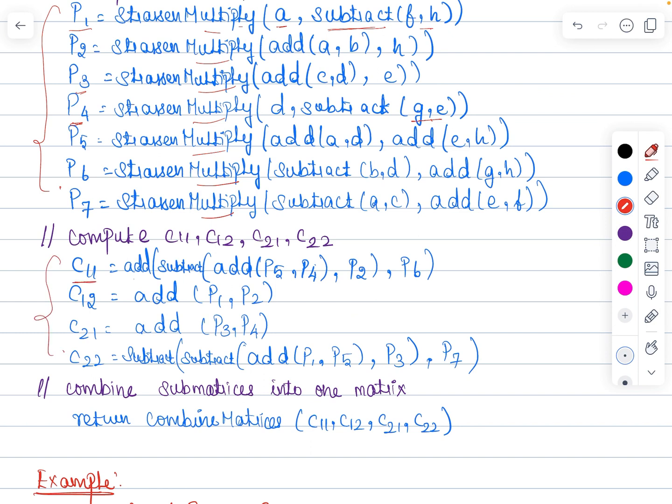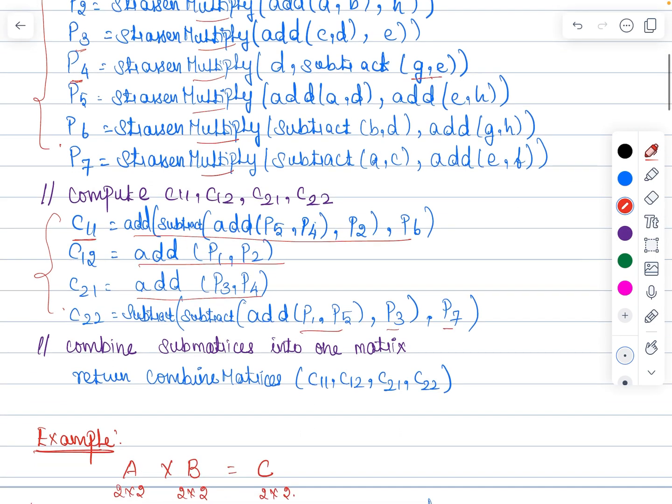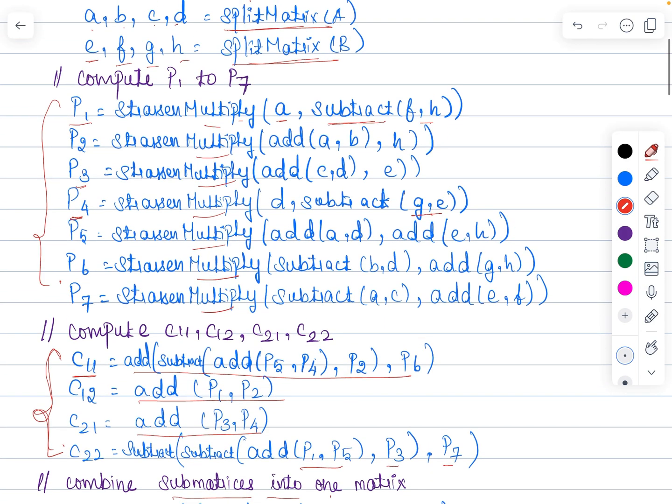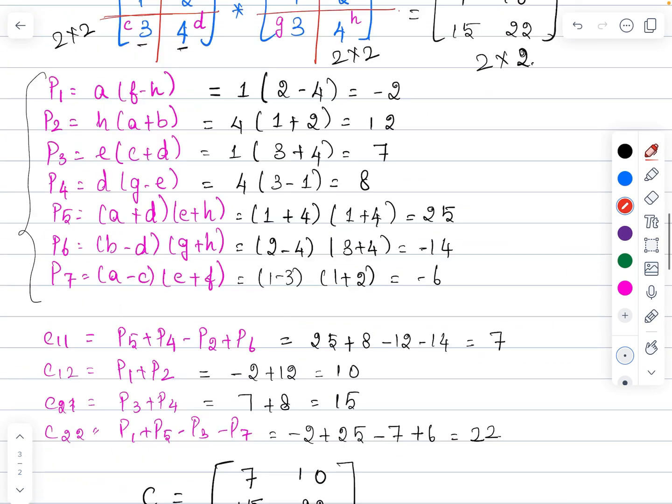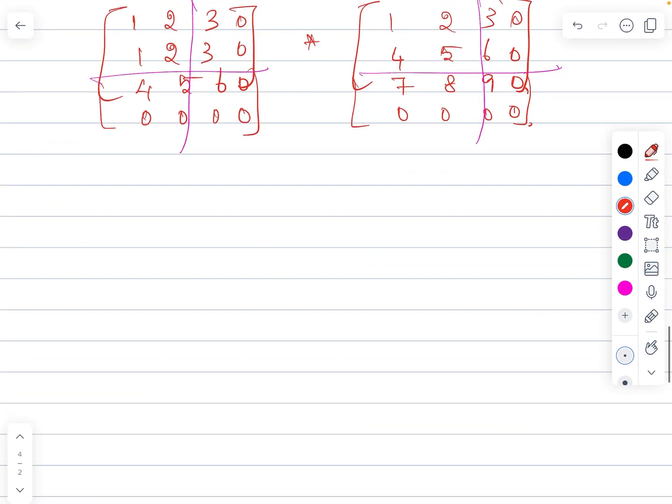For C11, this is the formula. C12 formula is P1 plus P2. C21 formula is P3 plus P4, and C22 formula is P1 plus P5 minus P3 minus P7. Finally, after getting all, combine the submatrices into one matrix. So, return the combined matrices C11, C12, C21, C22. This is the pseudocode.